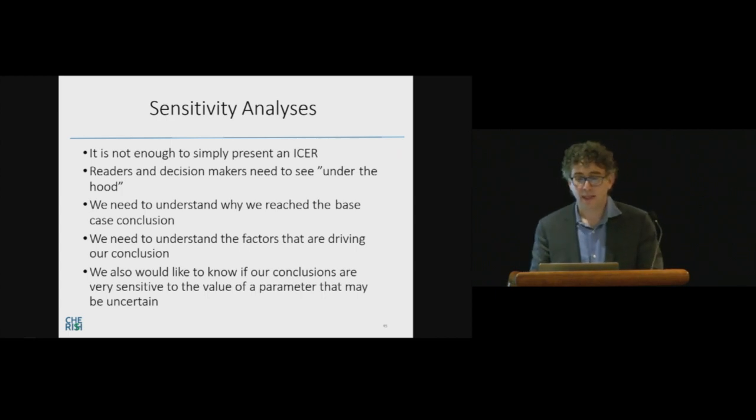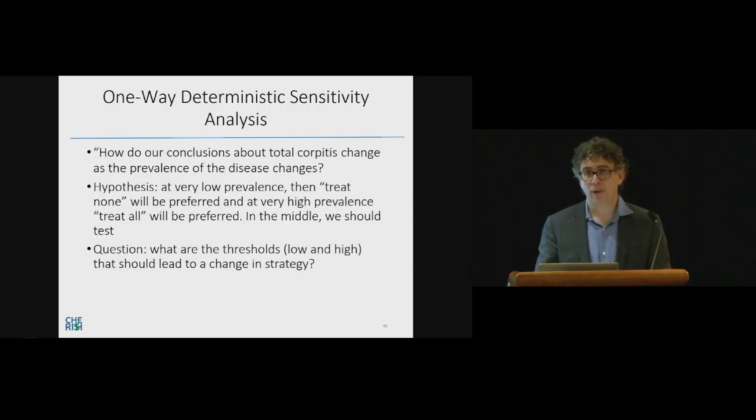Next slide. The first thing we usually do is what's called a one-way deterministic sensitivity analysis, which is really sort of the most straightforward and easiest to think about. We're going to choose an input parameter in that tree or that Markov model that we think is important. We're going to systematically range it through its feasible range from low to high, and we're going to observe what happens to the conclusions when we do that. So, right, how does our conclusion about the condition testing methadone maintenance change as the prevalence of the disease changes, right?